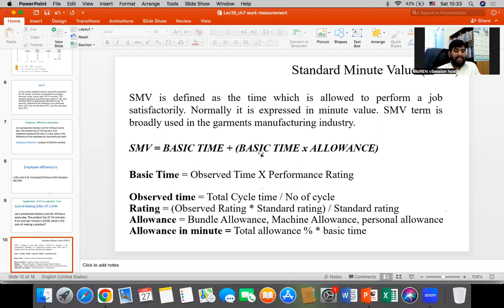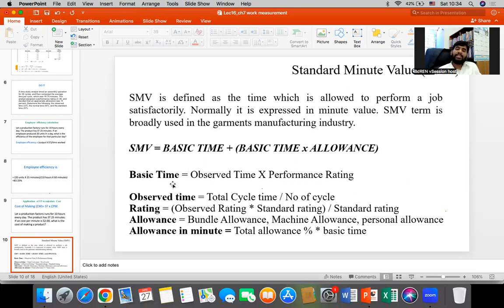Normal time plus 10%. Here we use the word plus, not multiplication. Say for example, 10% of basic time. You can use the summation or you can use an allowance factor. If the allowance is 10% of basic time, then if you use multiplication, it is basic time multiplied by 1.10, or basic time plus 10% of basic time, same thing. The multiplication factor will be 1.10.